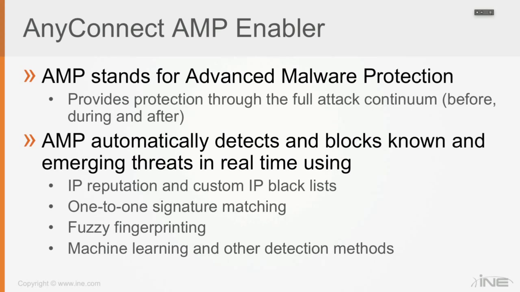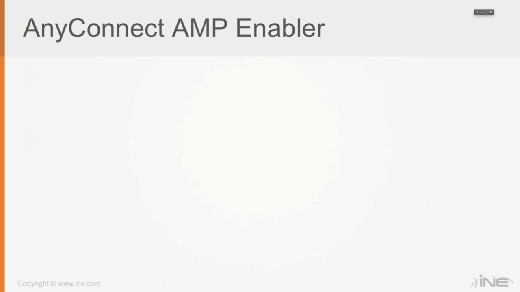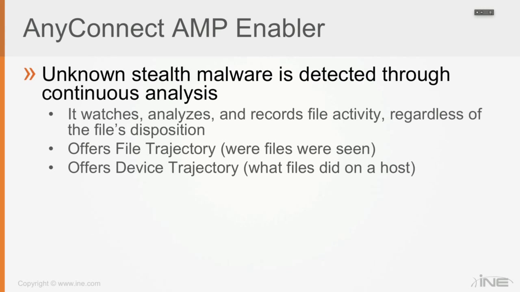It also has one-to-one signature matching. It has some signatures. It also does fuzzy fingerprinting, machine learning, and also uses auto detection modules. What that means is that fuzzy fingerprinting, machine learning, and auto detection methods are used to detect unknown and emerging new malware. So how that works is that unknown or stealth malware is detected through continuous analysis.